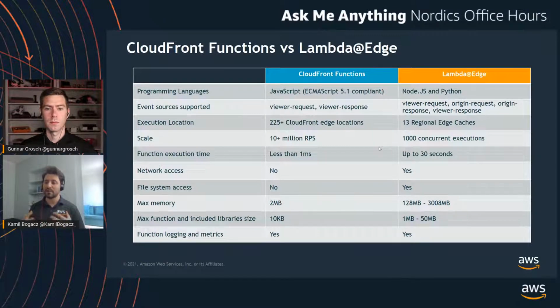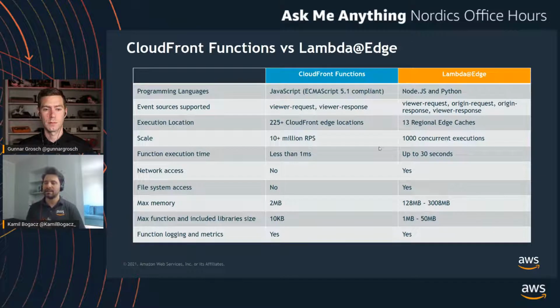With regards to Lambda Edge, we still execute your code, if you attach to view request or view response, in the closest location possible. But that would be regional edge cache, right? So this is a second tier of caching between our edge pops and your origin. And we have 13 of those around the world. With CloudFront functions, your code is actually being executed across all those 225 edge pops. So when you land on the closest pops to your location, that's where your code will be executed. And this translates into that performance benefit that we talked about previously.